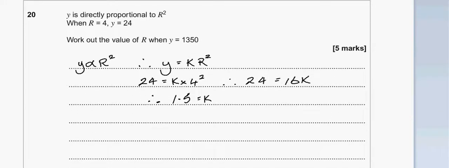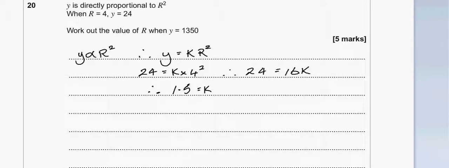So then they say work out the value of r when y equals 1350. So we can say again y equals k r squared. So I can say now if y is 1350, then that equals 1.5 multiplied by r squared. So this is 1.5 r squared. Okay, this is 1.5 lots of r squared.